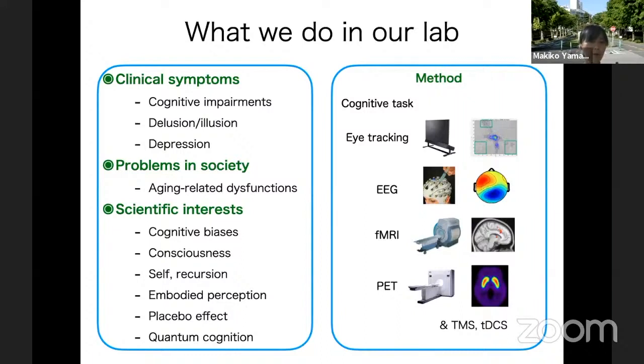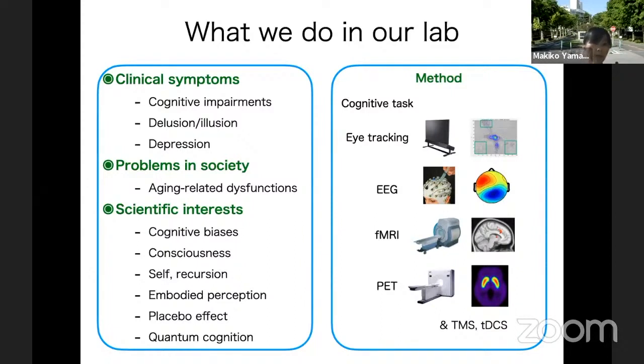We are more focused on the neural basis of clinical symptoms such as cognitive impairments, delusion, illusion, and depression. And we also do several studies associated with it to understand the problems in society, such as age-related dysfunctions. For instance, car accidents in elderly subjects.